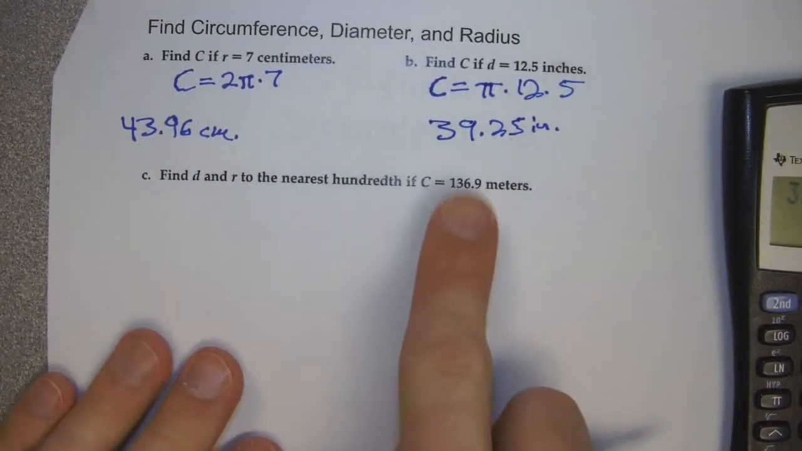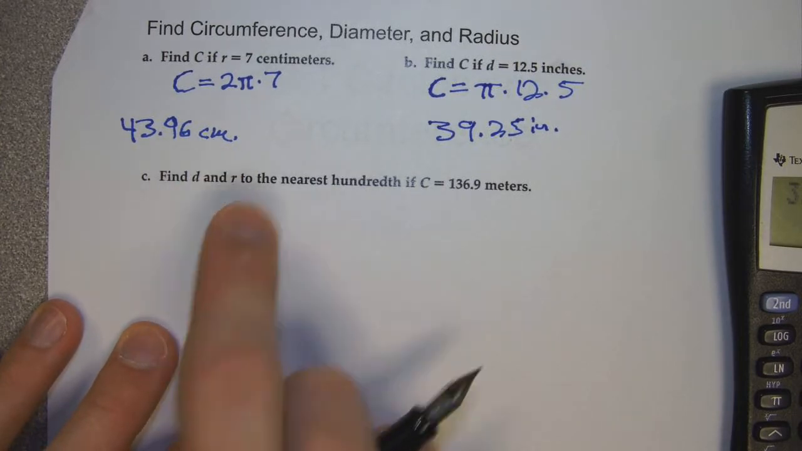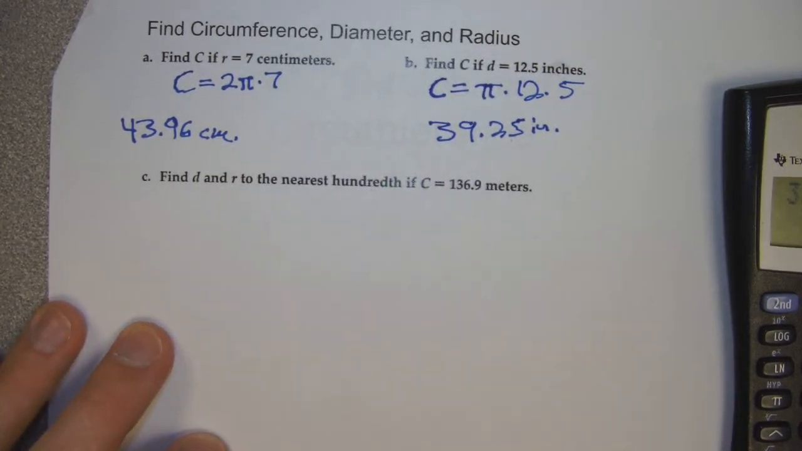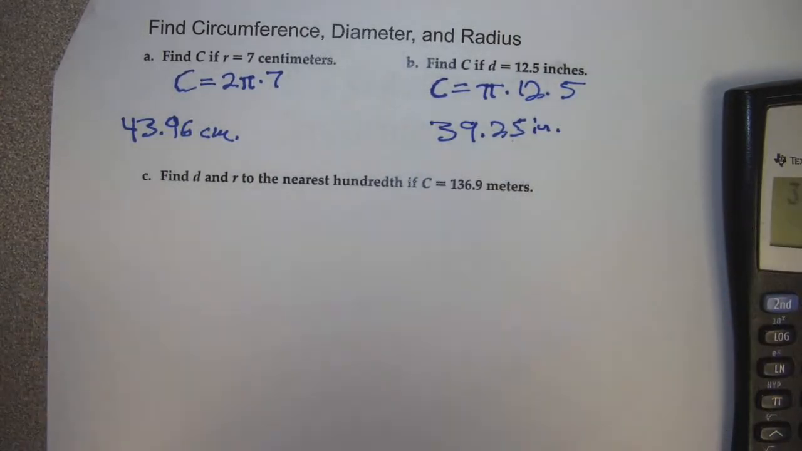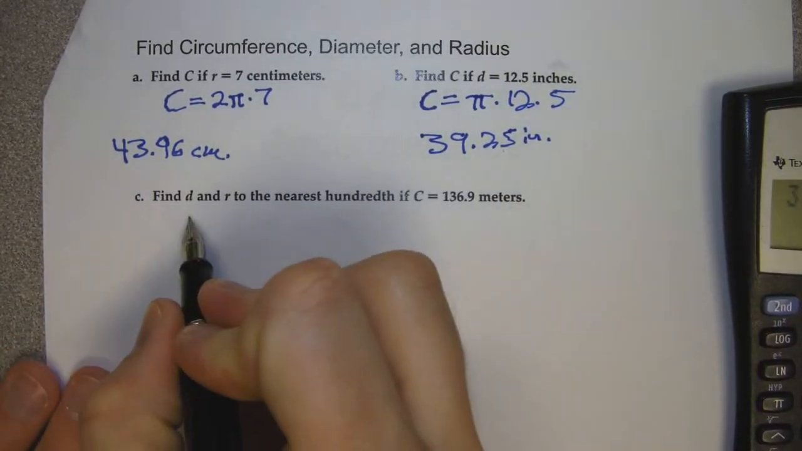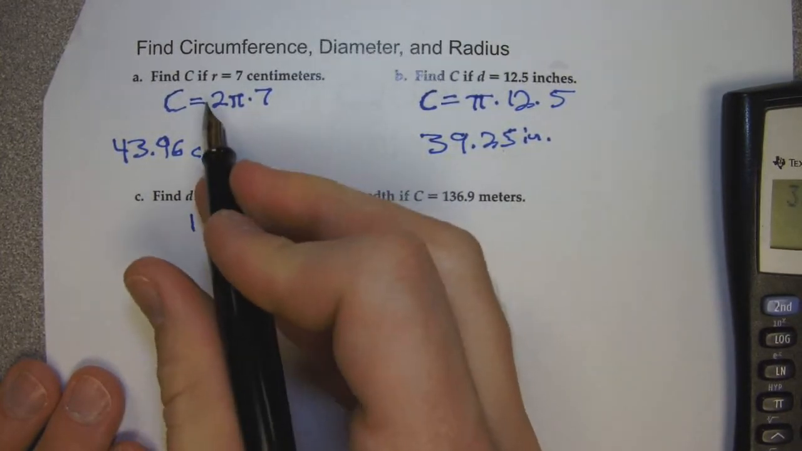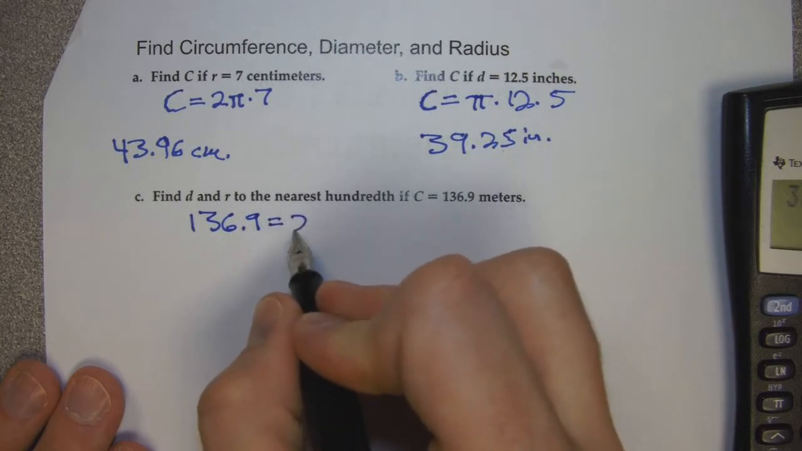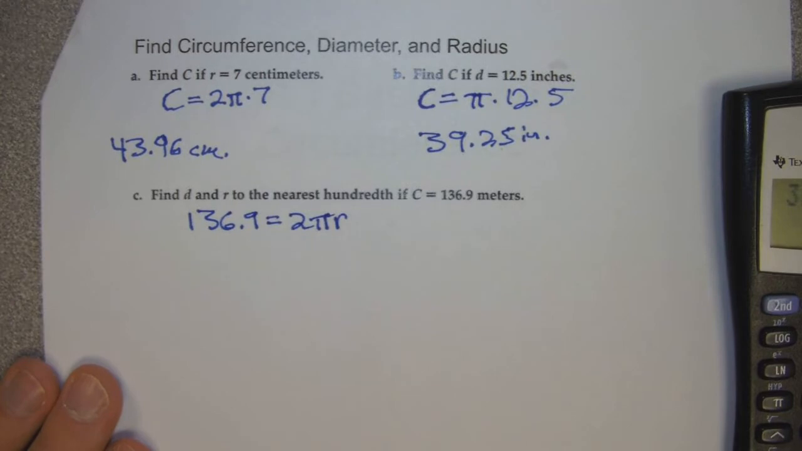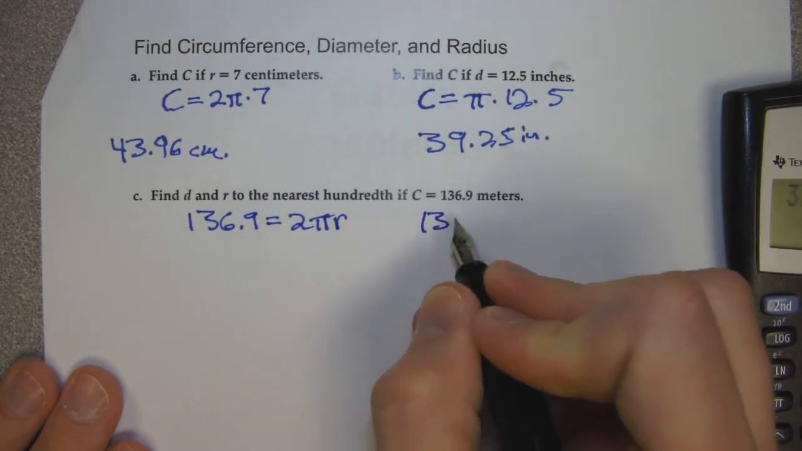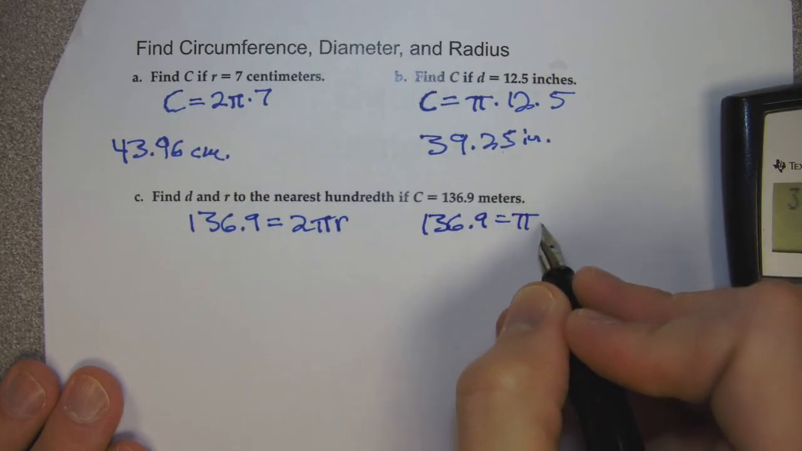All right, well, let's go the other direction. What if we're given the circumference and they want us to go back and find the diameter and the radius? In this case, we are specified what to round to, to the hundredths position. All right, well, let's write it out. And we'll do it in both formulas just so we can see it done. So 136.9 meters, so that's our circumference, is equal to 2 times pi times our radius, and we'll solve that here in just a second. The other version, 136.9 equals pi times our diameter.